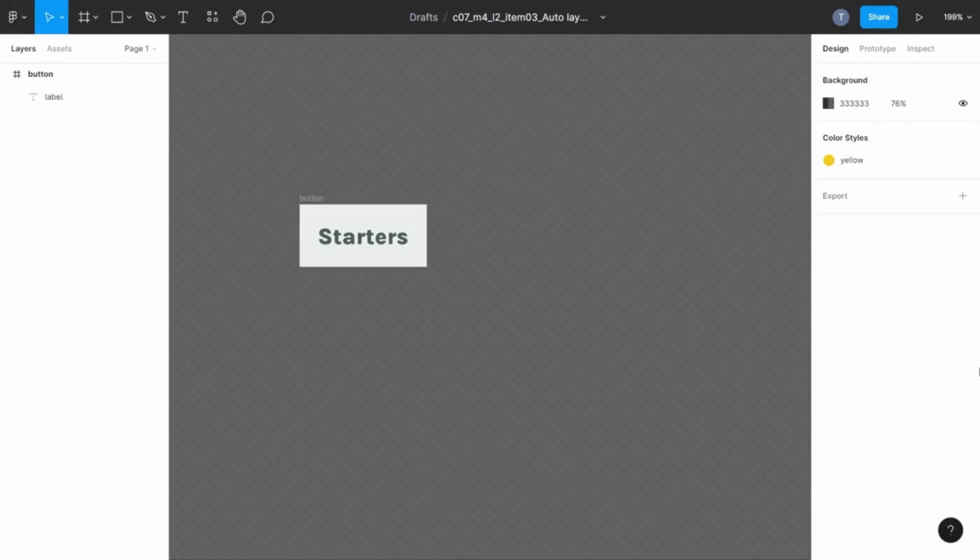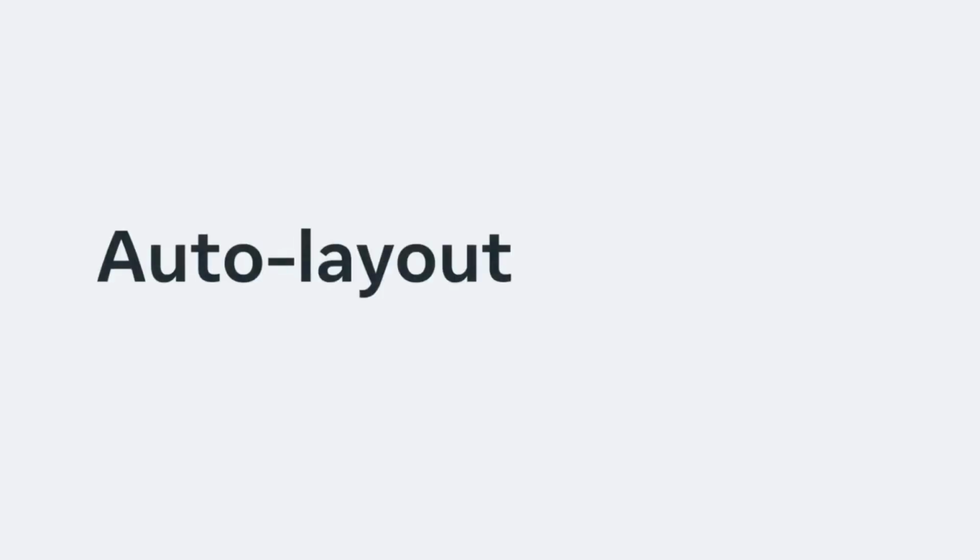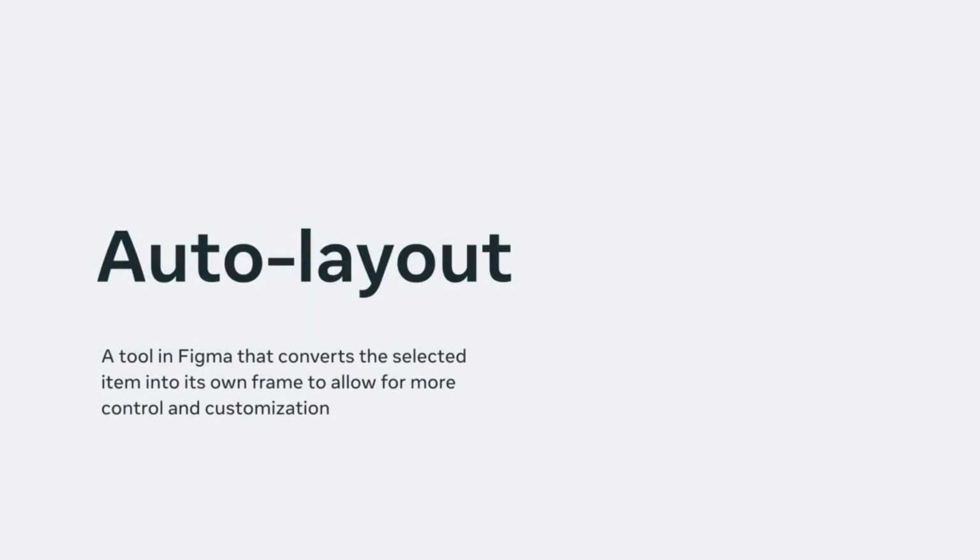Let's first check how you create a component. To do this, you must use slightly advanced Figma UI techniques. These are auto layout and component features. The first is the auto layout feature. This essentially converts whatever you are creating into its own frame, giving you more control and customization options.